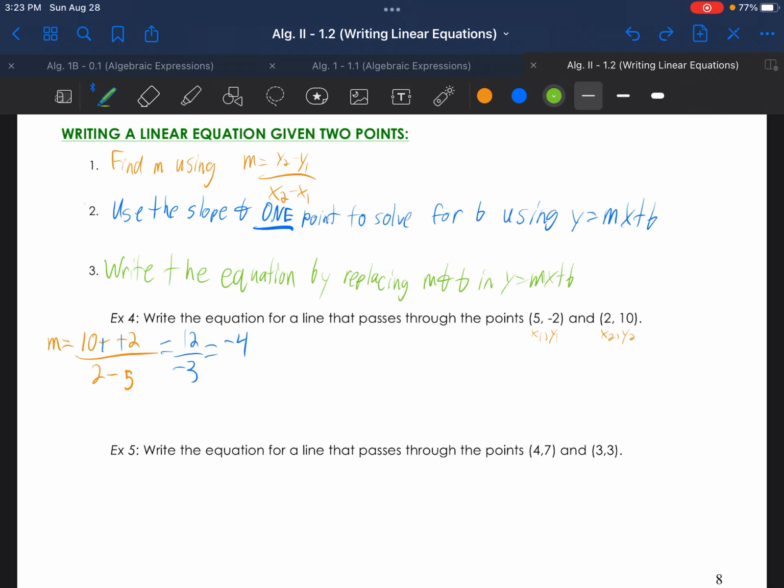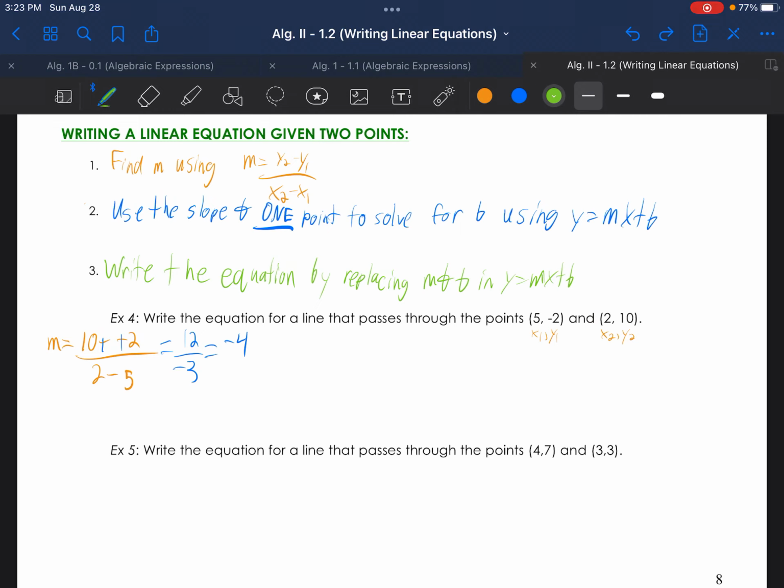Now it's up to you really what you want to do. Let's say you just want to deal with positives. Maybe go with 2, 10. Maybe you want to do with smaller numbers. 5, -2 would be a good bet. Typically, most people don't like working with negative numbers, so I'm going to deal with 2 and 10. But whatever you pick is fine.